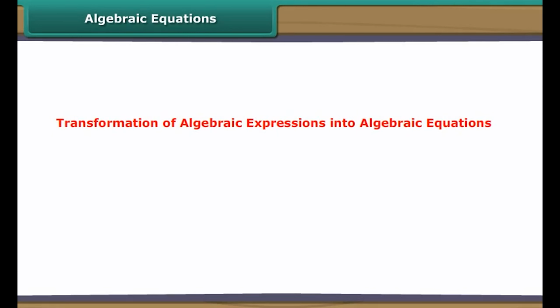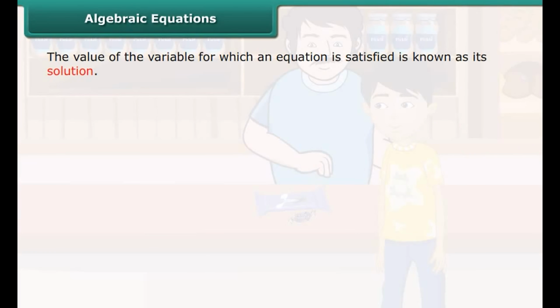Let us express all the earlier algebraic expressions as algebraic equations. x plus 20 is equal to 25. 30y plus 200 is equal to 1100. Bracket starts A plus 5 bracket closes into 3 is equal to 45. The value of the variable for which an equation is satisfied is known as its solution.